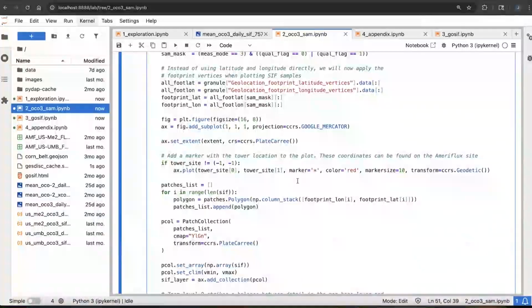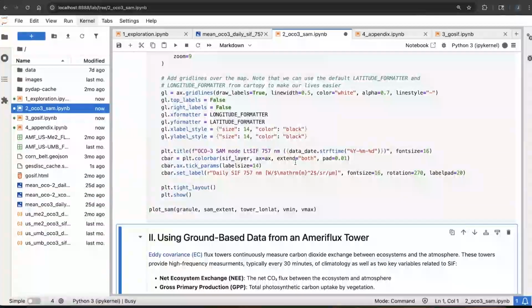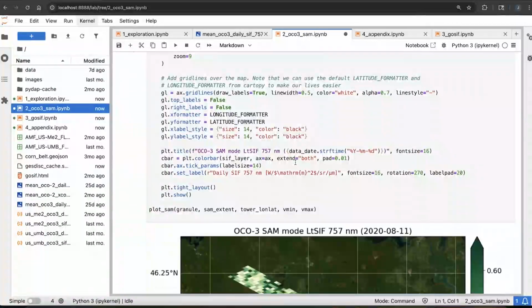So accounting for all of those cosmetic differences, as well as the very important inclusion of the footprint vertices, let's see how our own version of the official SAM plot looks. So I'm running the cell. It's going to take about 30 seconds, and that's because we're actually downloading the satellite imagery to use for our base map.